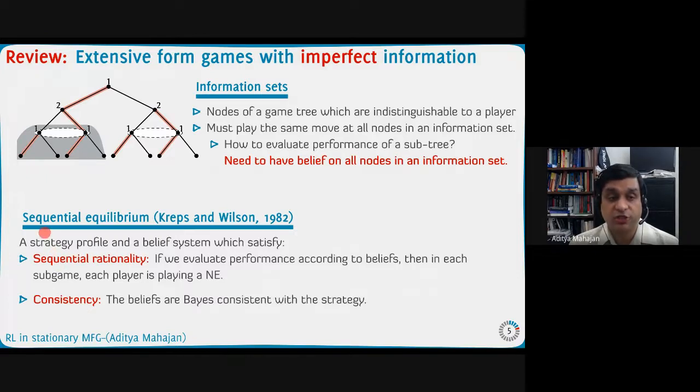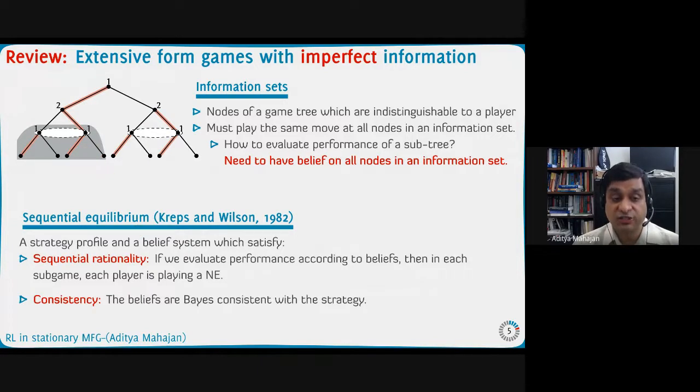The most common solution concept is that of sequential equilibrium due to Kreps and Wilson, who define a sequential equilibrium as a pair of a strategy profile, which is what each agent does at each information set, and a belief system, which is what each agent believes is the probability of the nodes in each information set, which satisfies two properties. The first property is sequential rationality. That is, when we look at any subgame, and if we evaluate the expected utility of the player playing the subgame according to his belief on the information set, then the strategy that the player is playing in this subgame should be a Nash equilibrium.